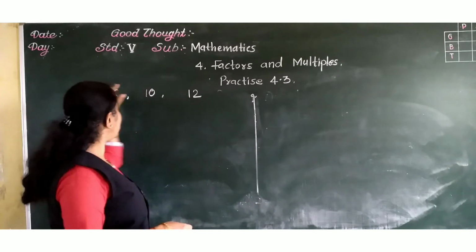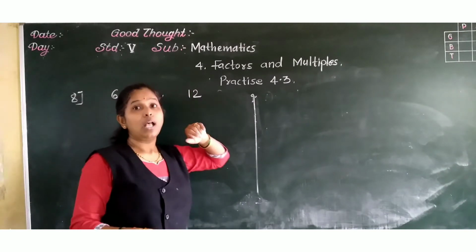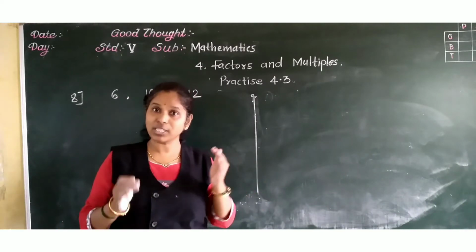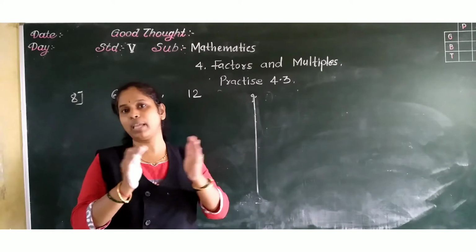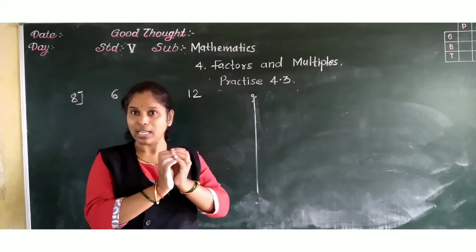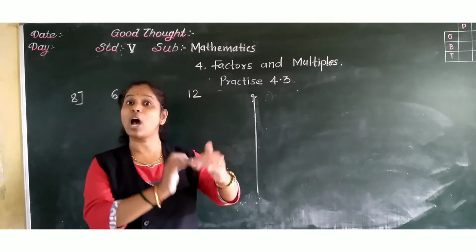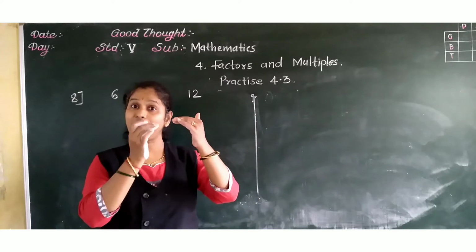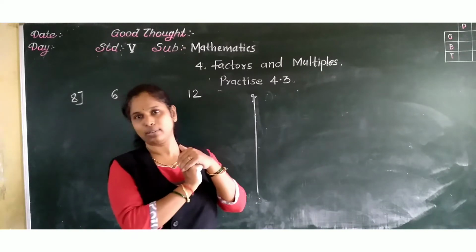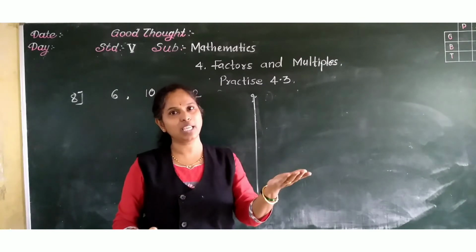To complete one round, A takes 6 minutes, B takes 10 minutes, and C takes 12 minutes. Then at what time will they be together for the first time, from where they had started? They had started together, no? So after how many minutes will they come together? At first time means the shortest time when they will come together. That we have to find out. Means again we have to find out the LCM.